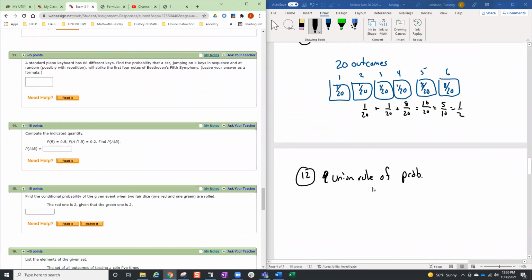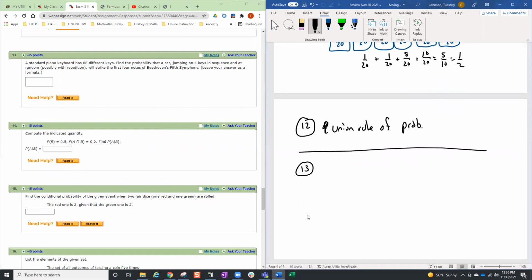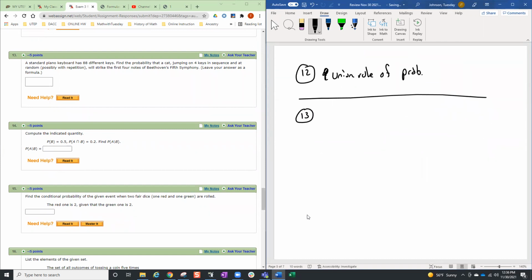All right, let's talk about cats. This is like the monkey sitting at a typewriter and the first 24 things they strike, same idea. A standard piano keyboard has 88 different keys. Find the probability that a cat jumping on 4 keys in sequence and at random, possibly with repetition, so they might step on the same one twice, will strike the first 4 notes of Beethoven's symphony. Ba, ba, ba, ba. All right. Oh, yeah, not in tune whatsoever.